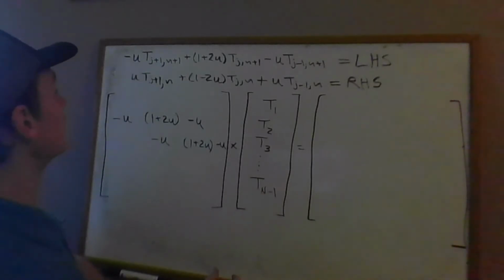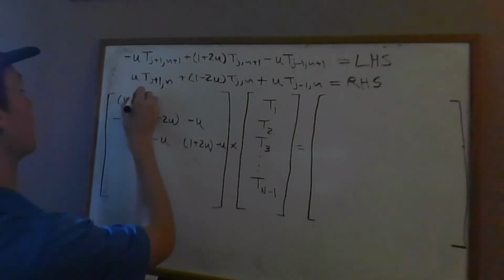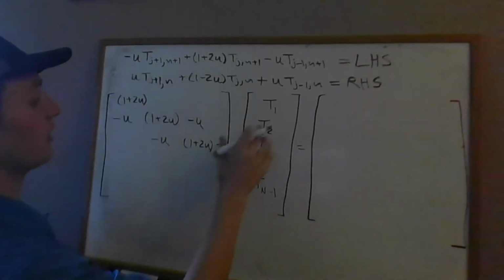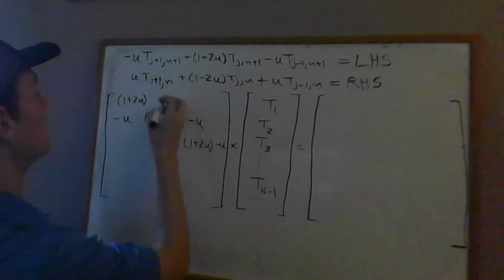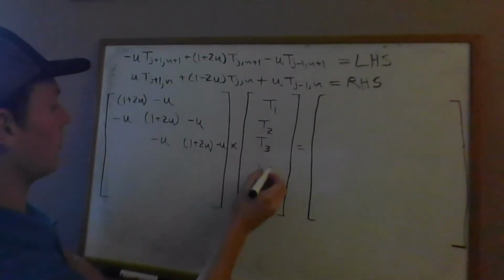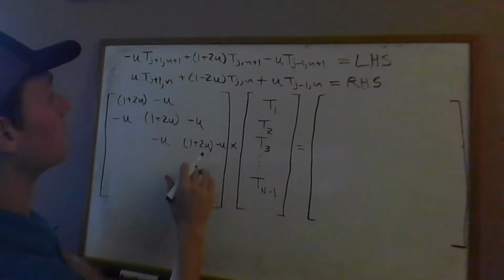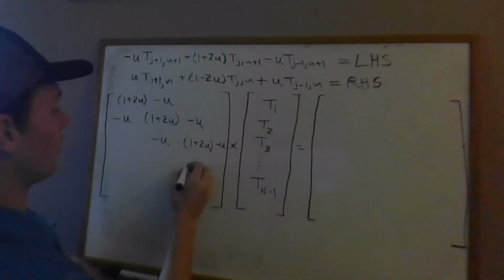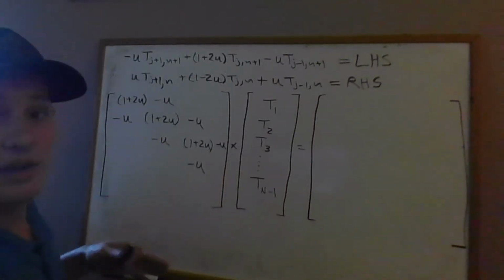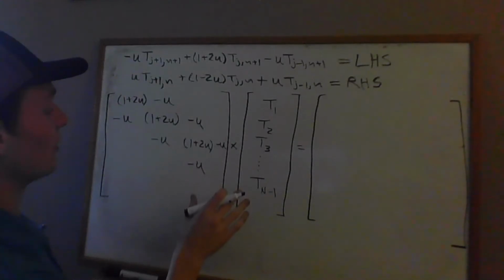Now, for T sub 1, what would we have there? Well, here you would have the 1 plus 2u up in the first column. And then for T sub 2, second column, you have the minus u. And let's look at what we would have for T sub 4 here in the third column. That would be, of course, another minus u. Now, obviously, there is a pattern going on here. This is called a tridiagonal matrix.